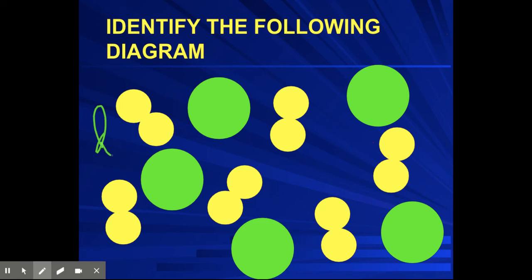Now, we have got a mixture. So this is our first mixture. Try to get that to look like an M. And it is a mixture of elements that are monatomic and diatomic.